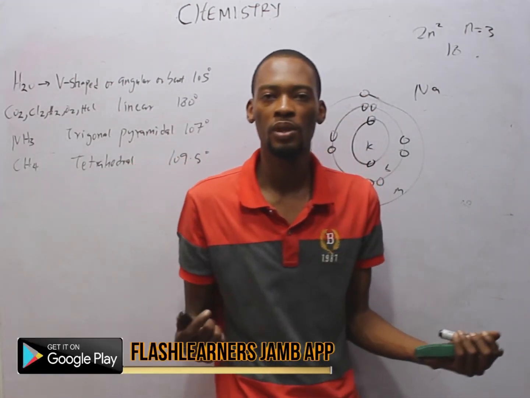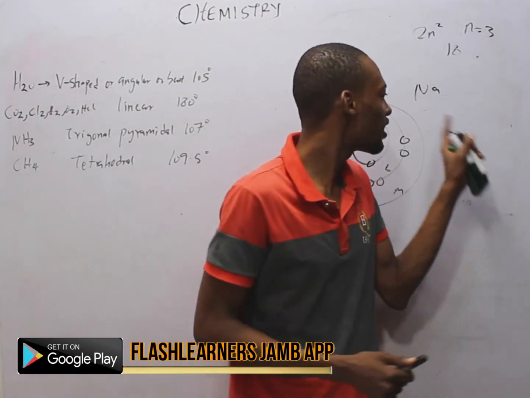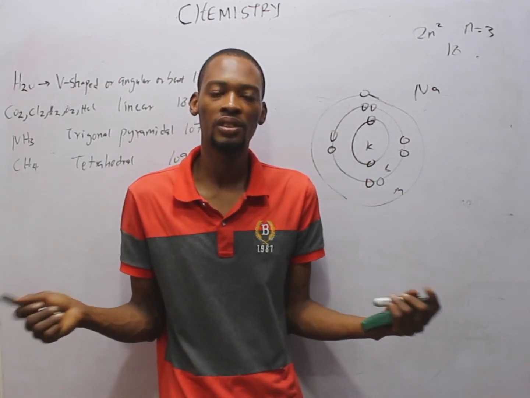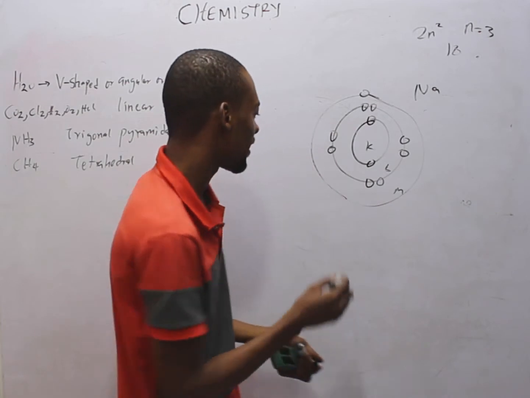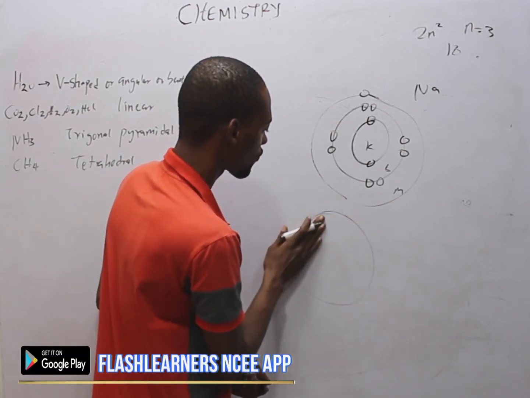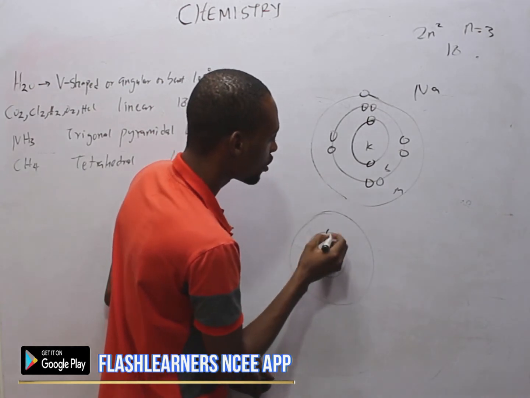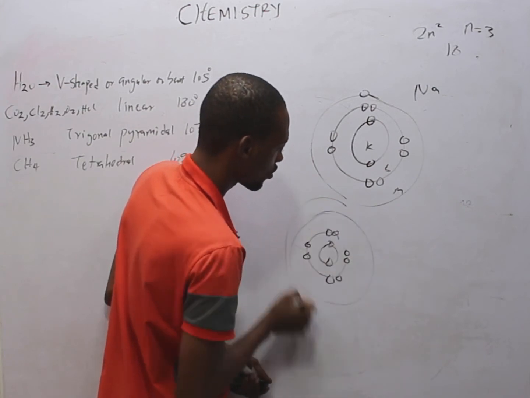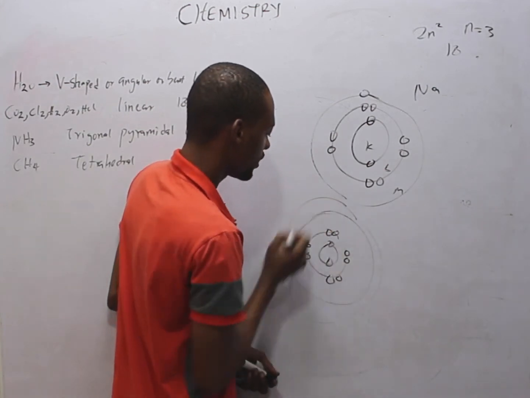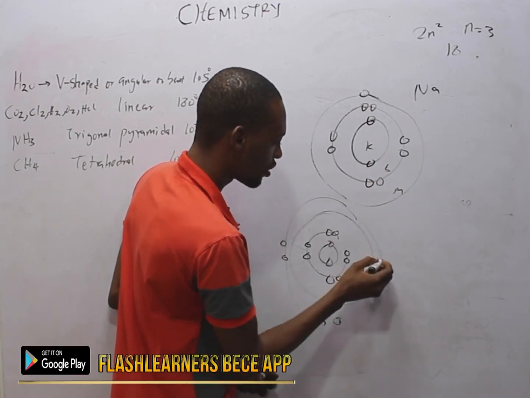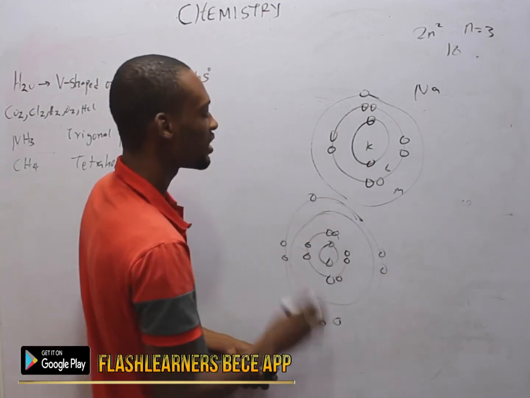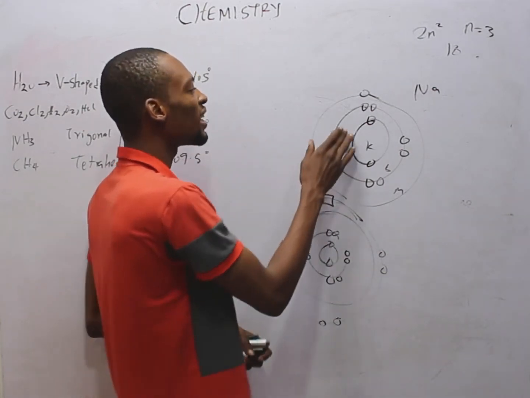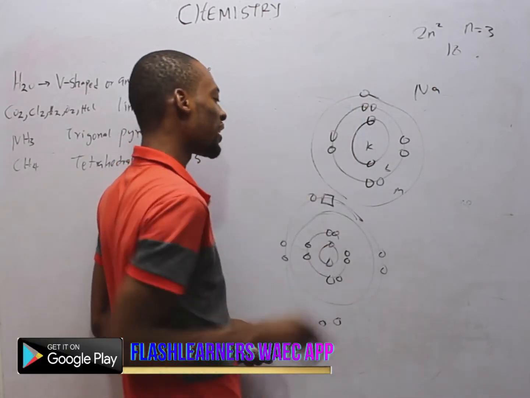It becomes unstable and very reactive because it has 1 electron in the outermost shell. So it can readily give out this electron. On the other hand, we have chlorine. Chlorine is number 17. So here is 1, 2, 3, 4, 5, 6, 7. So here we have 17 electrons. Chlorine needs just 1 to complete, to be stable. Then sodium has 1 in the outermost shell. Given that, it becomes stable.